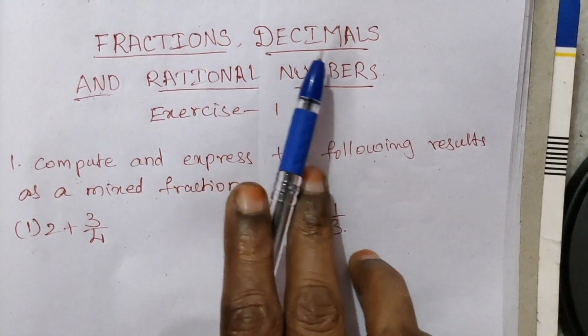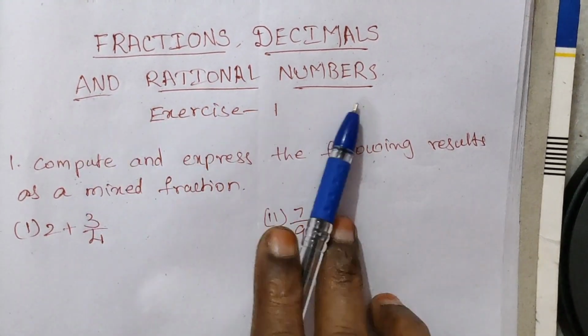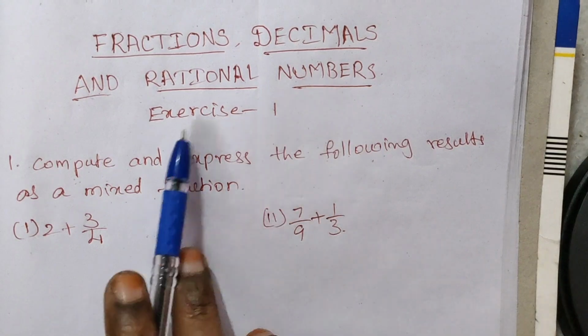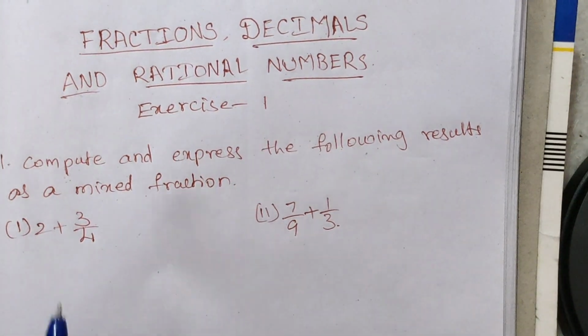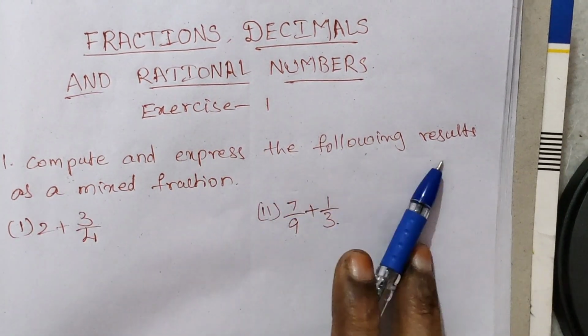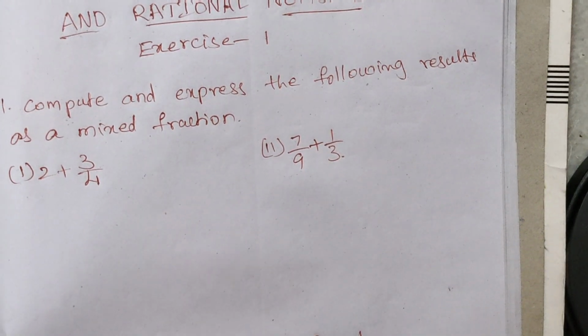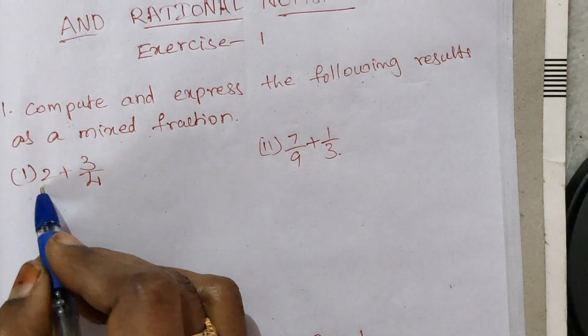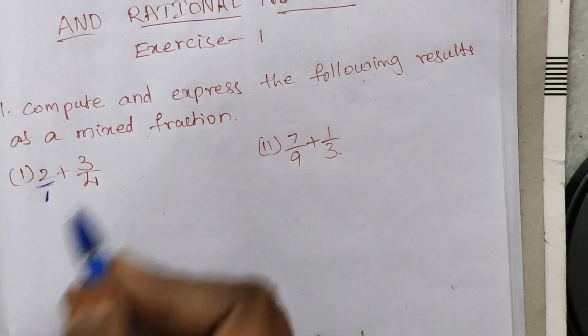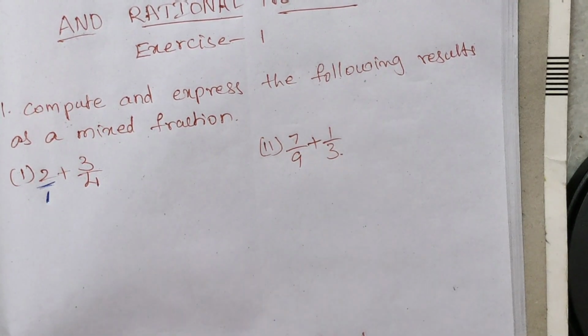Today I am explaining fractions, decimals and rational numbers, chapter exercise 1. First question: compute and express the following results as a mixed fraction. 2 plus 3 by 4. Here we have 2 by 1 plus 3 by 4.